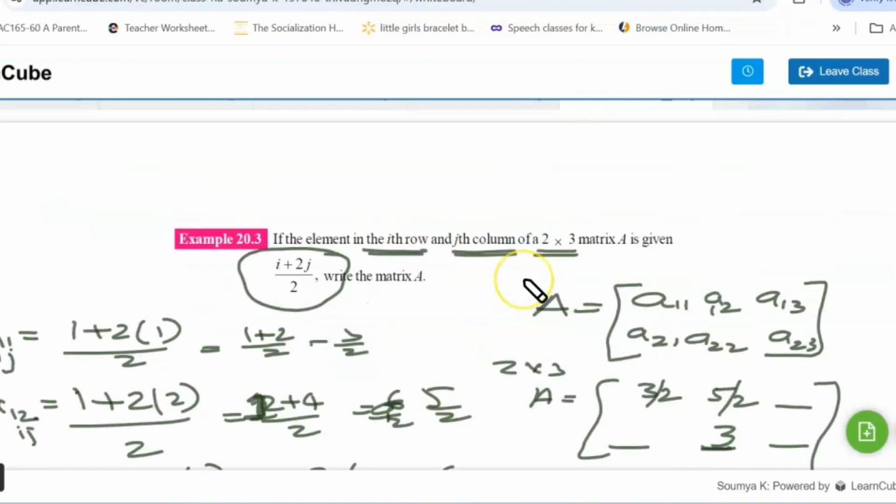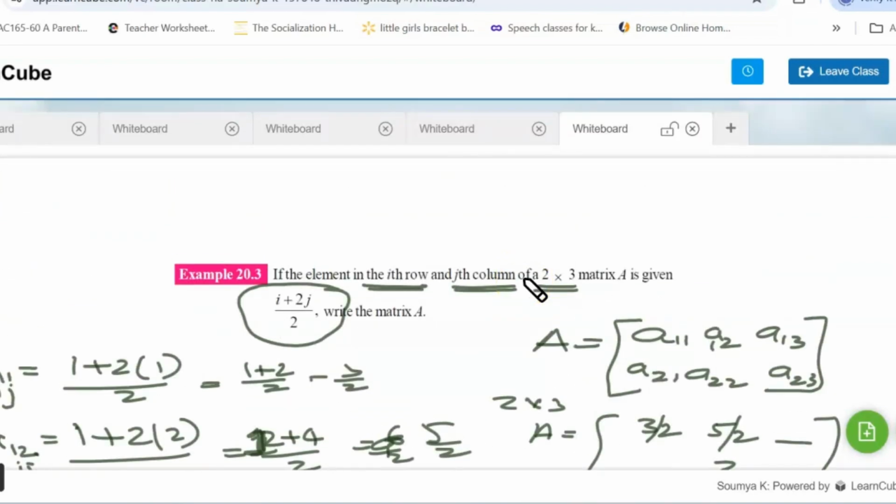So these are the example questions and the matrix introduction which is shown in this video.